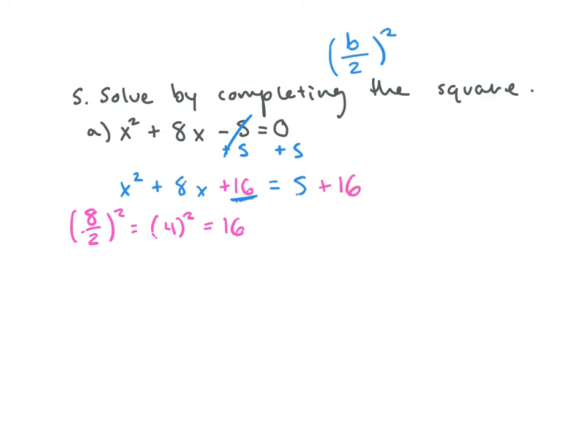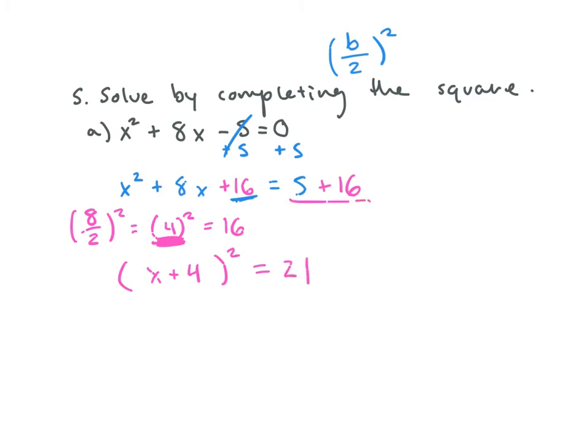Now I can write my perfect square in my parentheses. So what goes in the parentheses? X plus 4. So remember, we get what goes in the parentheses from our b over 2 here. So x plus 4 squared is equal to what? 21.